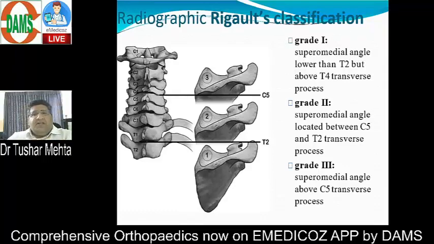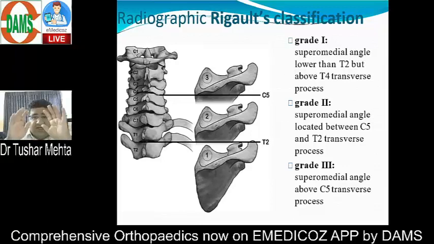Why? Because now you will come to know why they're important. So Cavendish grading was a clinical grading. Now we'll talk about the Rigault classification, which is an X-ray based classification. Very simple. There are two landmarks, C5 and T2. According to the Rigault classification, Sprengel deformities are three types: type 1, type 2, type 3. My apologies. It will depend upon what? On the position of the scapula.